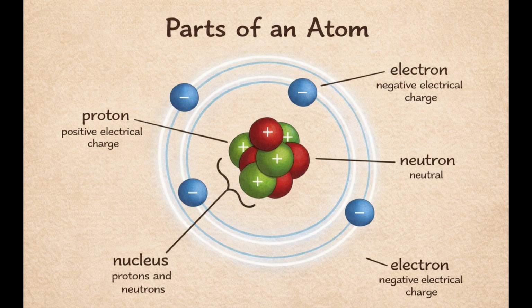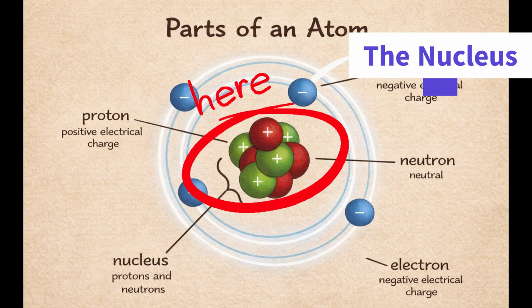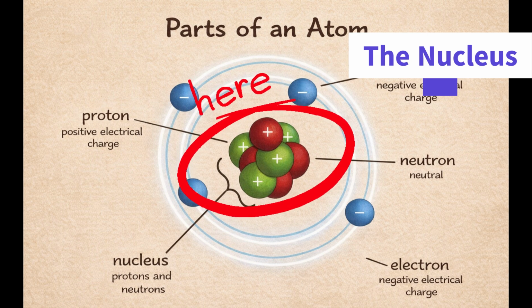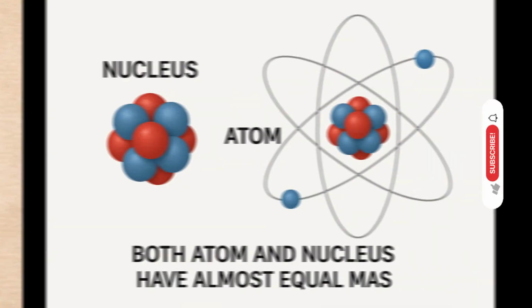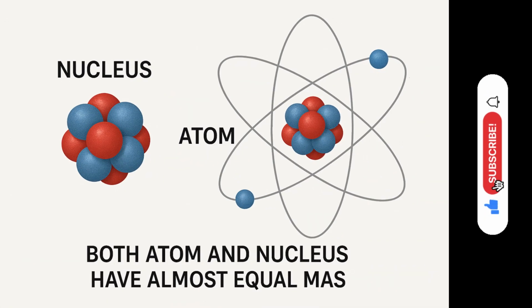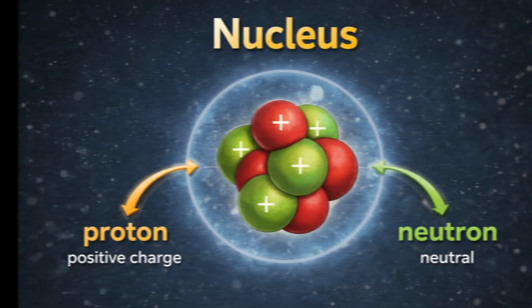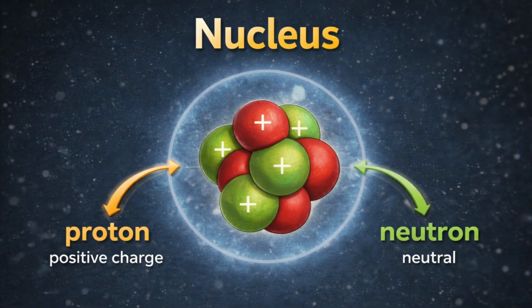At the center of every atom, there is a very important part called a nucleus. The nucleus is like the core or the heart of an atom. It contains almost all the mass of an atom. Now, the nucleus is made up of two types of particles. One is called proton and another one is neutron.